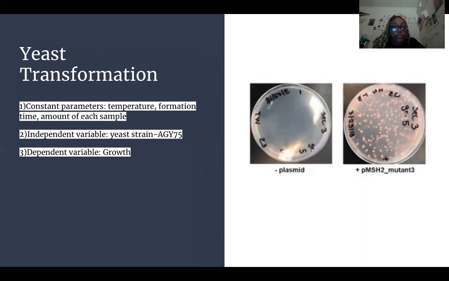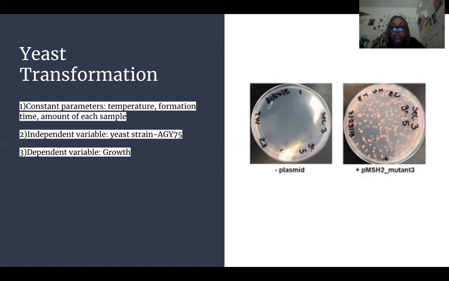Next is our yeast transformation lab, which had constant parameters of temperature, formation time, and the amount of each sample. The independent variable was yeast strain AGY75, and the dependent variable was growth. And then you can see our 2 pictures. To the right, we have our plasmid, and then our PMSH2 mutant 3. The goal of this lab was to transform the yeast reporter strain AGY75, which already contained PSH44, with our mutant PMSH2 plasmid, PMSH2 prime.